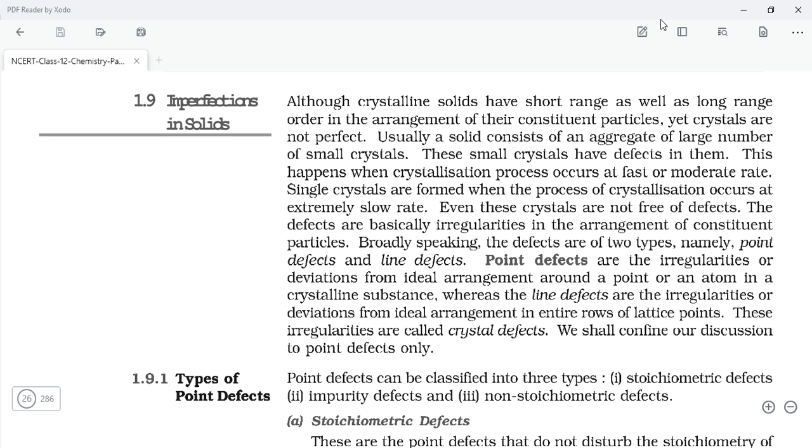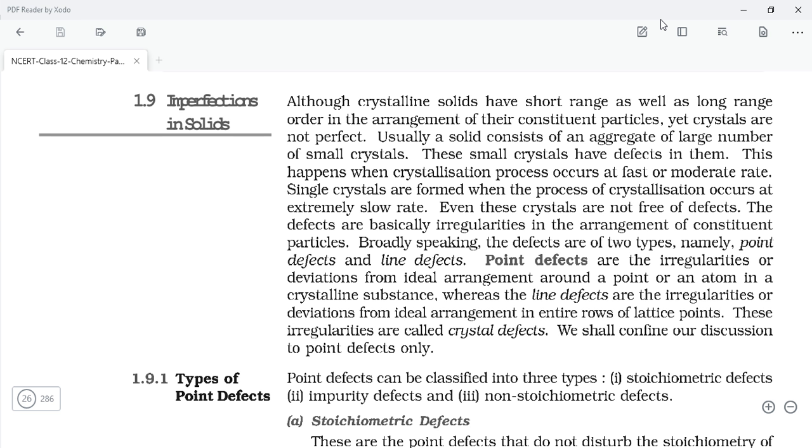The point defect is a deviation from ideal arrangement around a point or an atom in a crystalline substance. Just like you have a one dimensional line structure of the substance that we have studied in the types of arrangement, there might be some different kind of atom present in the line of that substance or matter. That will be called a point defect.